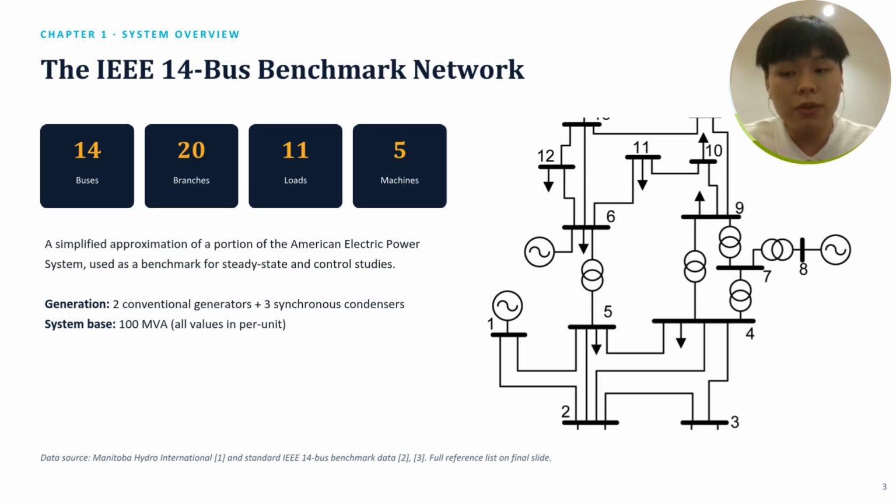Interestingly, because this network scales down so dramatically, some research has even built a small hardware version of it in the lab to validate the real-time behavior. But for this case study, we work entirely with the computational model. Our line, transformer and generator data are sourced from Manitoba Hydro International PSCAD technical documentation and the standard IEEE 14 bus benchmark dataset. The full reference list is on our final slide.